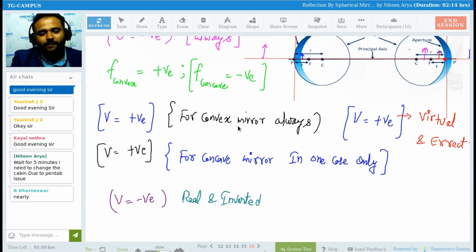Incident ray, reflected ray, principal axis. Is this something you know, or do I need to start from that? I think I don't need to start from the very basic things. I think you know these things, so that's why I don't consider them.